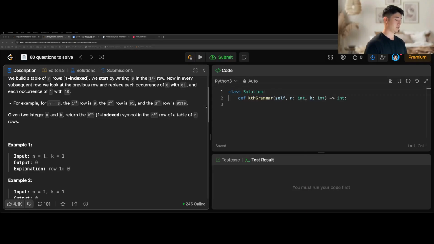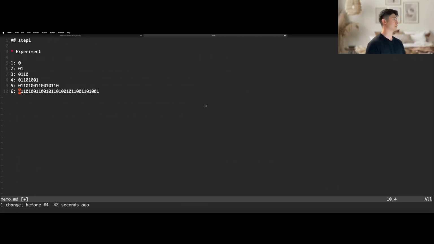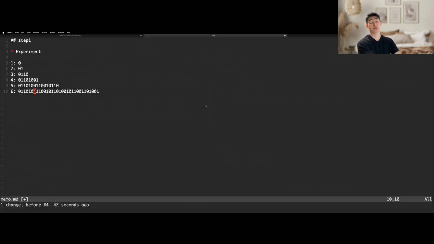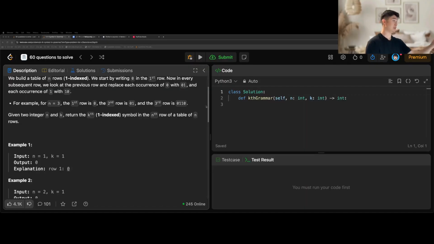So you're going to be given n and k, and you want to return the kth symbol of the nth row of the table. Let's say in this case n was 6. You are given 6, and then you're given k as, let's say, 3. 3 is here, and you want to know the number at this position. Right now we have this concrete example, and you know it will be 1, but you don't know just by these simple given inputs.